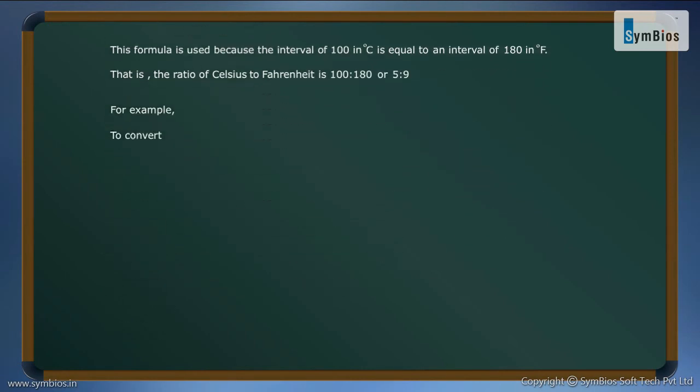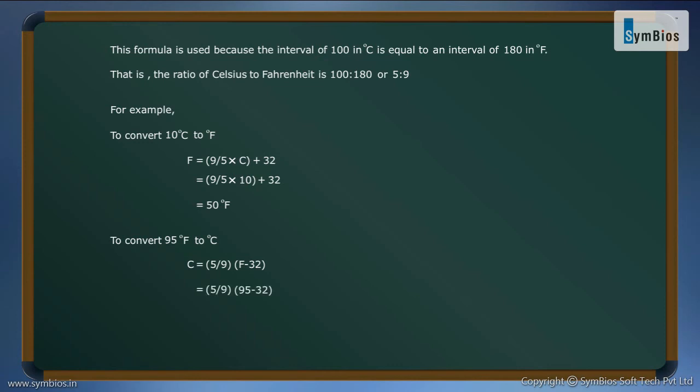For example, to convert 10 degrees Celsius to Fahrenheit, F = 9/5 × C + 32 = 9/5 × 10 + 32 = 50 degrees Fahrenheit. To convert 95 degrees Fahrenheit to degrees Celsius, C = 5/9 × (F − 32) = 5/9 × (95 − 32) = 5/9 × 63 = 35 degrees Celsius.